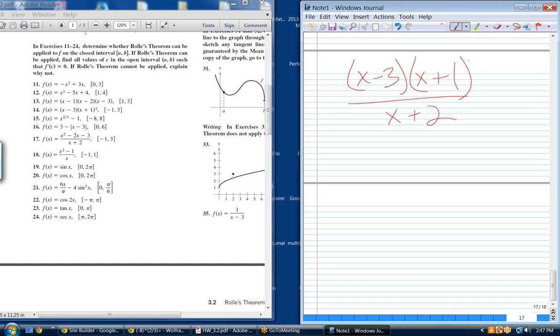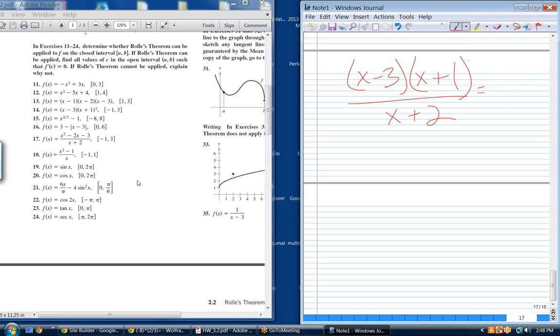Well, yeah. Yes, it is. It's only not differentiable at x equals minus 2, which is outside the interval. Okay. So we should be able to apply Rolle's theorem. Well, first of all, let's check f of minus 1. F of minus 1 is 0, and f of 3 is 0. So f of minus 1 is equal to f of 3. So it's potential for Rolle's theorem.